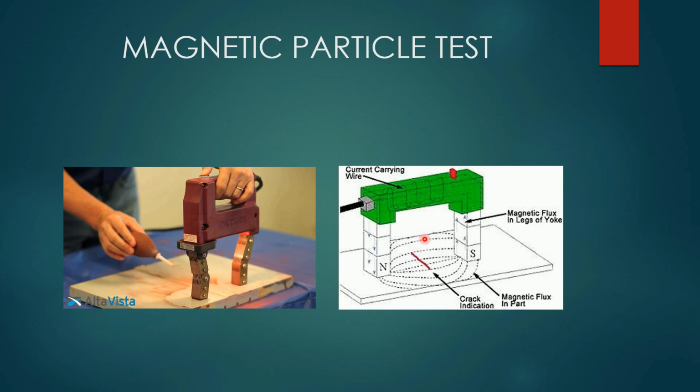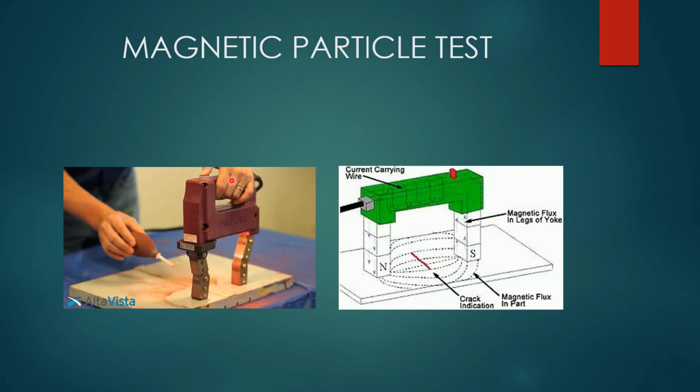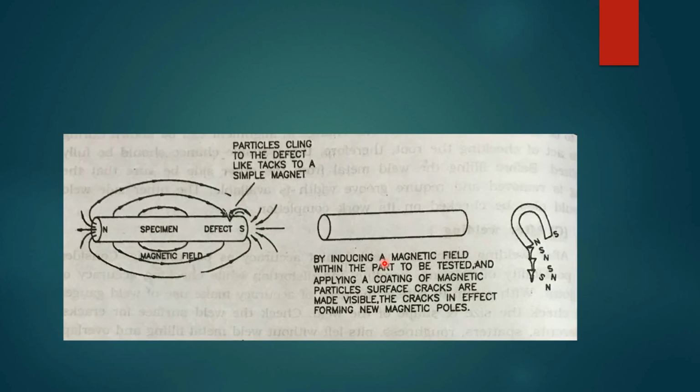Okay, so when an electric current passes through the component, then a magnetic field comes into existence in a perpendicular direction. As I was telling earlier, the magnetic field exits the north pole and re-enters at the south pole. So you can see it is coming out from the north pole and goes into the south pole, and again it comes out from the south pole and goes into the north pole. So let's see the new figure.